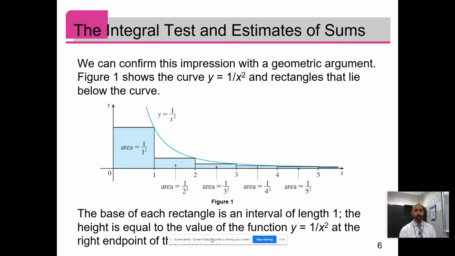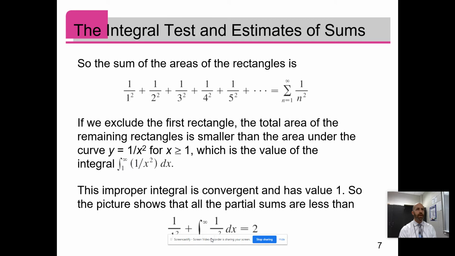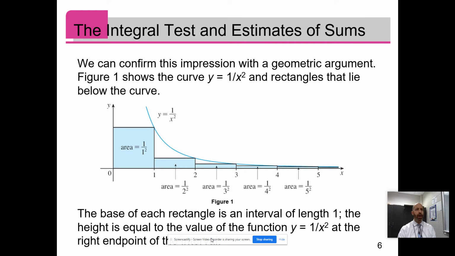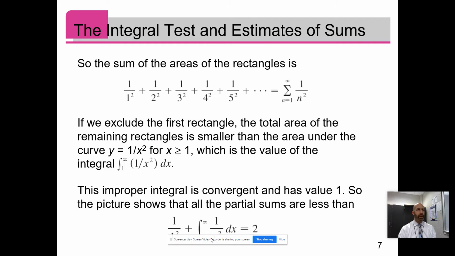So the base of each rectangle is 1. The height is equivalent to the function y equals 1 over x squared at the right endpoint. The sum of these areas of the rectangles is the infinite sum of 1 over n squared. And again, I'd like to note that all of those rectangles are underneath the curve 1 over x squared. If we exclude the first rectangle, which is that 1 by 1, the total area of the remaining rectangles has to be under the curve 1 over x squared when x is greater than or equal to 1.